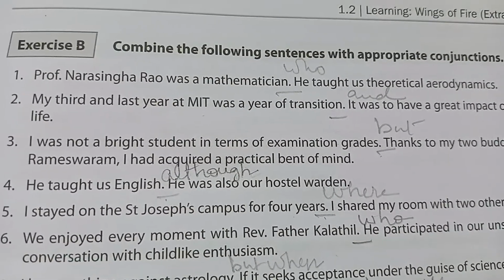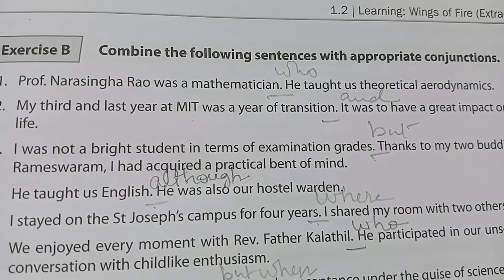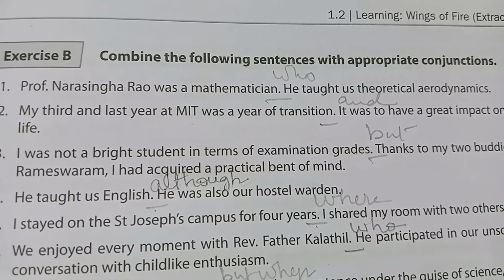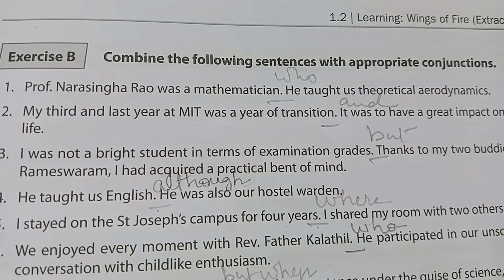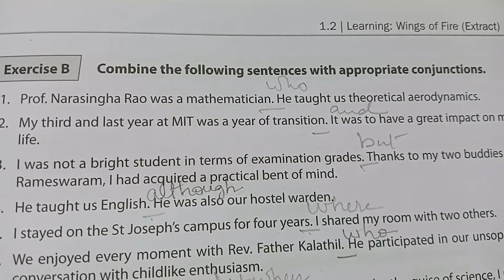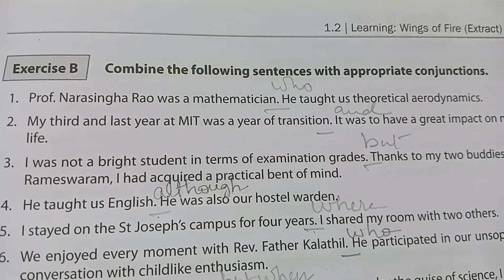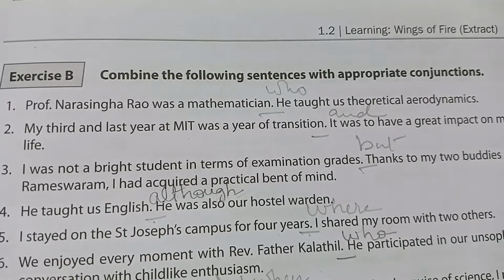Professor Narasimha Rao was a mathematician. Second sentence: he taught us theoretical aerodynamics. So your answer is who. The full sentence is: Professor Narasimha Rao was a mathematician who taught us. So instead of he, you should write the word who and you should remove the full stop.